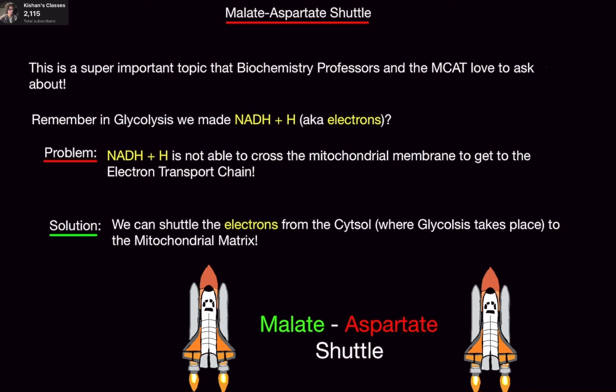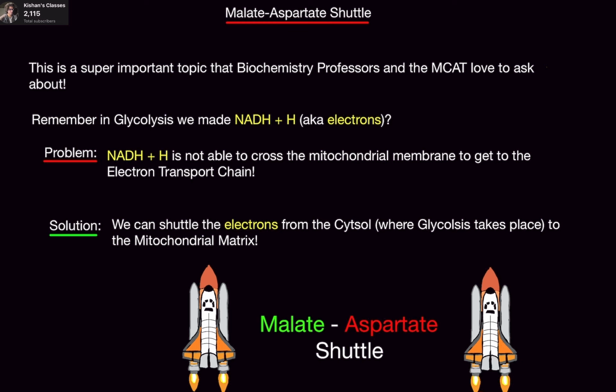Glycolysis happens in the cytosol, which is basically the outside of the mitochondria. The mitochondria is made up of the matrix and the inner membrane. The matrix is the very inner portion. That's where the Krebs cycle takes place. The inner membrane of the mitochondria is where the electron transport chain takes place. And that is where we need to make the deposit.